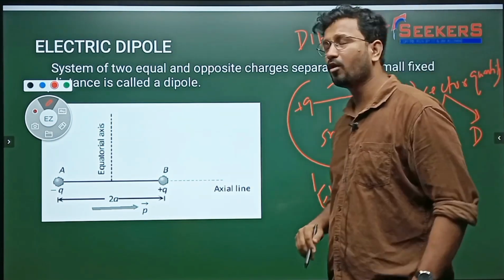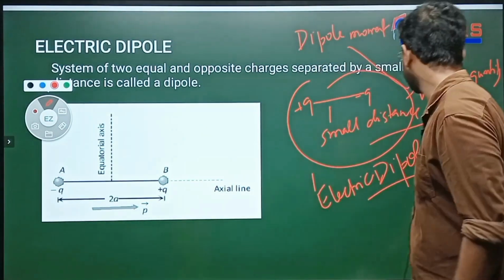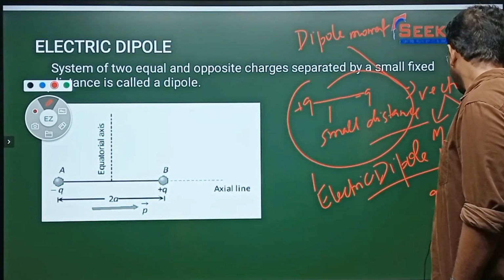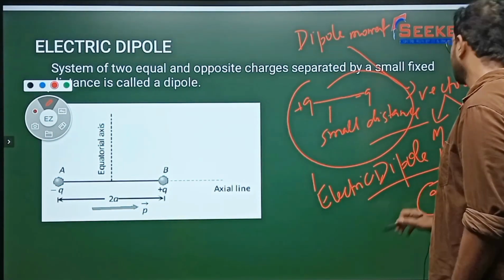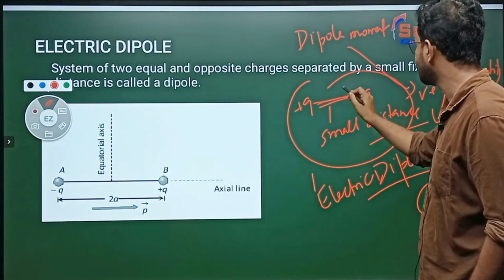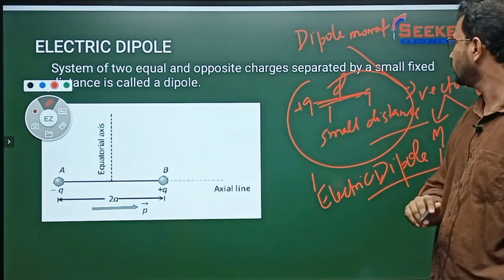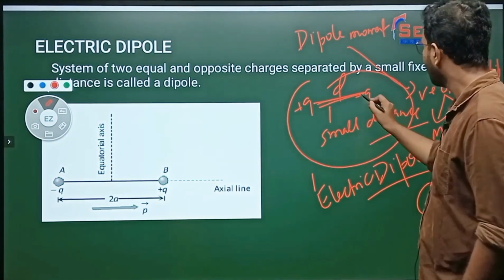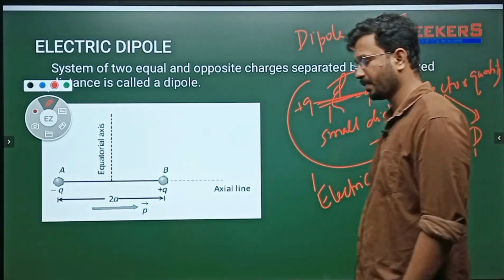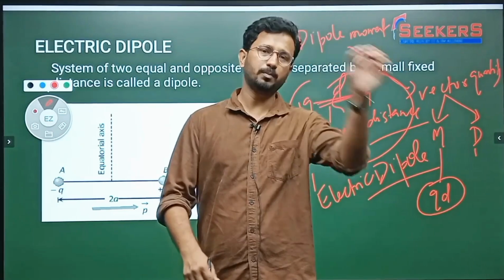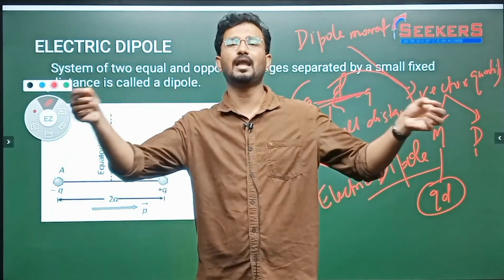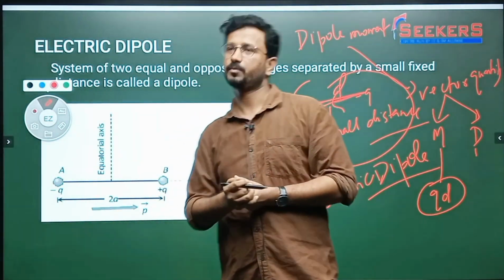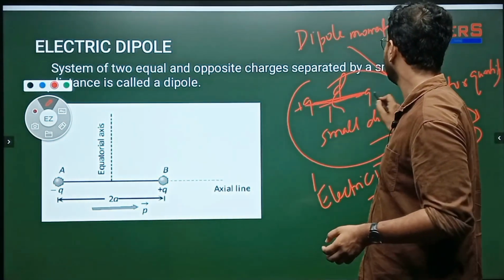The magnitude of this dipole moment vector is how much? Charge into the distance between the two charges. If this distance is d, it will become q into d. And what will be the direction? The direction will be from the negative charge particle to the positive charge particle along the line joining the two charges. It means along the axis of the dipole.